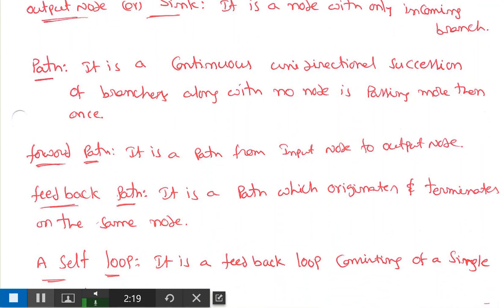The next definition is forward path. Forward path is a path from the input node to the output node. Feedback path is a path which originates and terminates on the same node. Let me show you both the forward path and the feedback path.